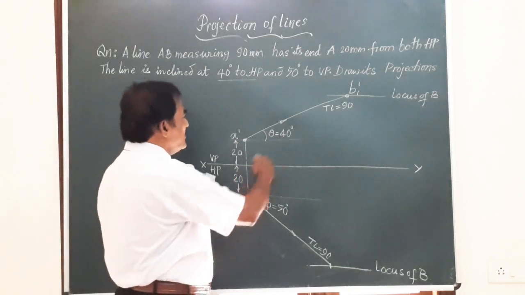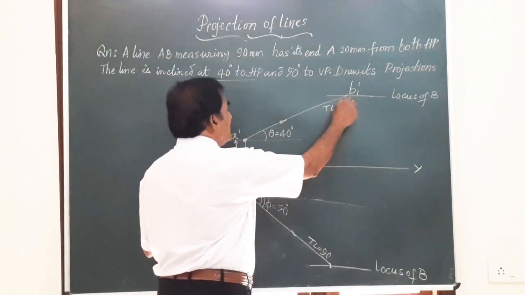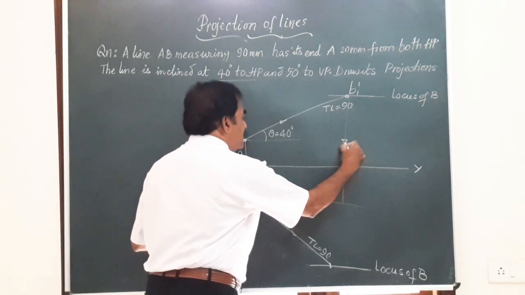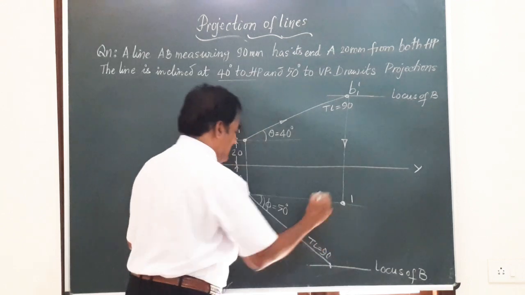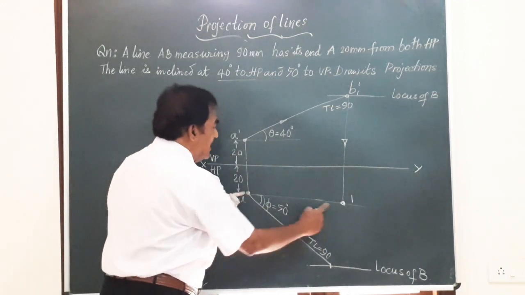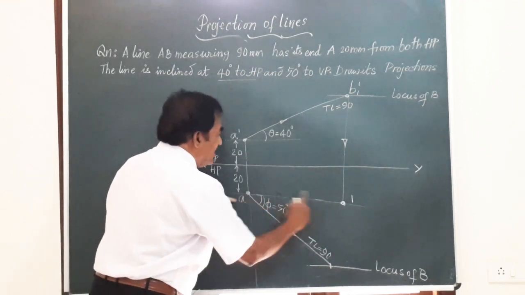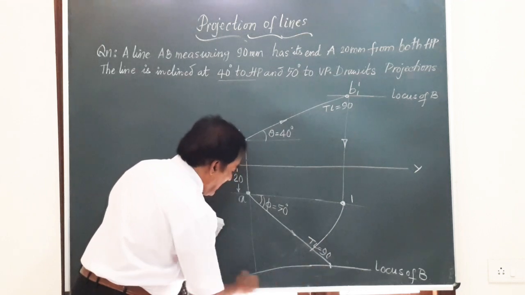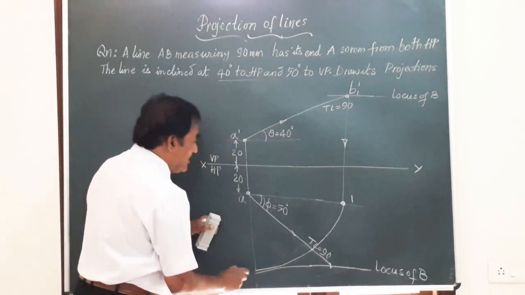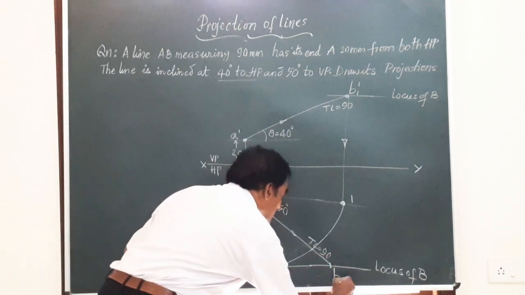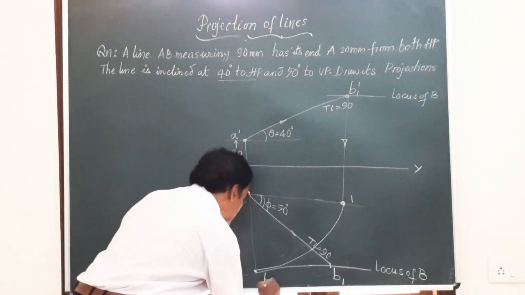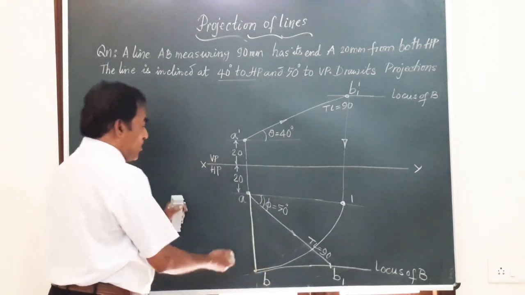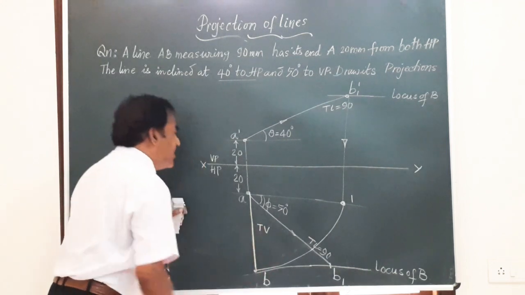It is very obvious. Whenever the true length is given, you can just draw a vertical line from this end B1 dash till the locus of the end A. I draw a line from there till it cuts the locus of A here. I call that point 1. Now with A as center and A1 distance as radius, I strike an arc. This arc is going to cut this locus here. This end is B1 and this point is going to be B. If you join A and B, this is going to be the top view of the line. Top view is AB.